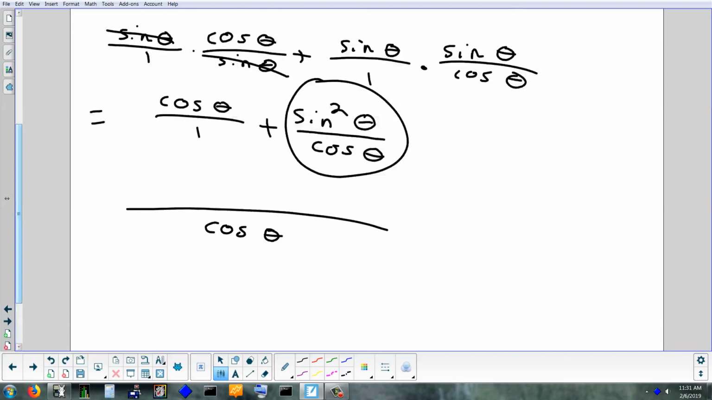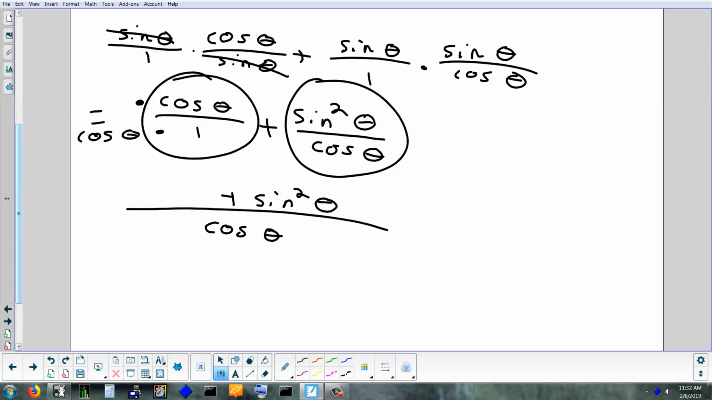Does this fraction need to change to make it have a denominator of cosine? No, it already does. Does that fraction need to change? Yes. What would you multiply top and bottom by? Cosine. You always multiply top and bottom by the other denominator. That's how it works. So cosine over cosine. So cosine times 1, I got that. What's cosine times cosine? Cosine squared.